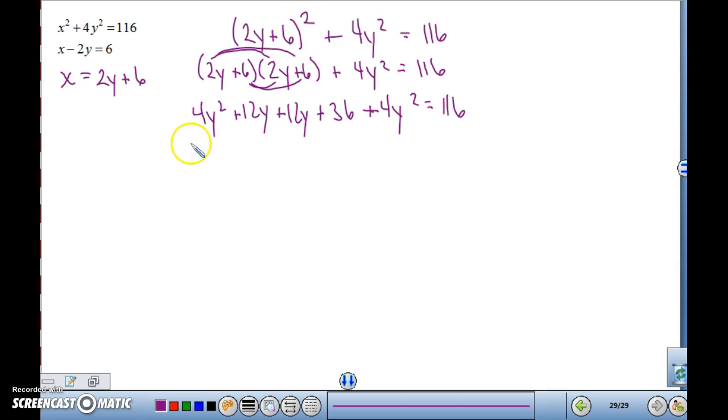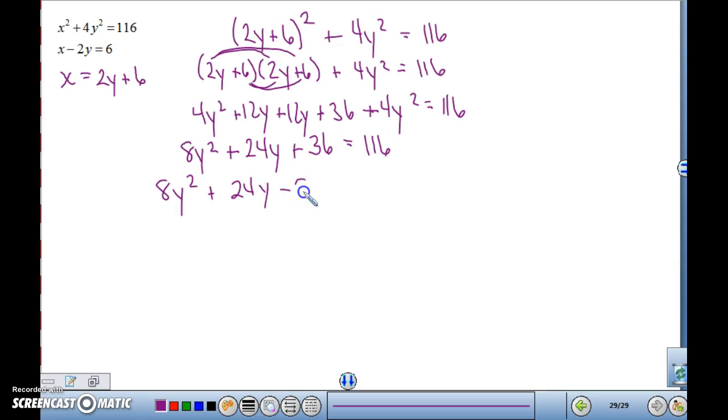Combine your terms. That gives me 8y squared. 12 and 12 is 24y. And then plus 36 equals 116. So this is a quadratic equation. Remember that a quadratic equation has the highest exponent of 2. So that means we have to solve this by first getting it equal to 0. Descending order, highest exponent first, and equal to 0. So we have to subtract the 116. And that gives me 8y squared plus 24y, and then 36 minus 116 gives me negative 80.